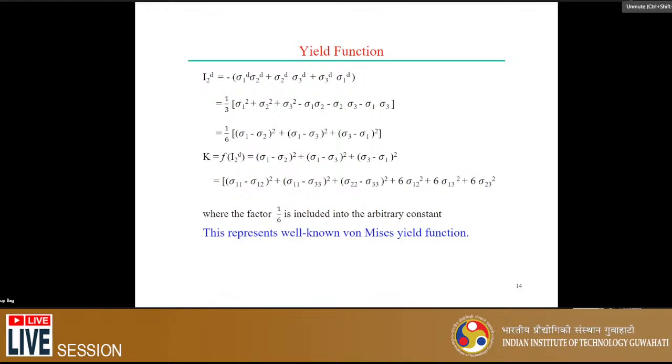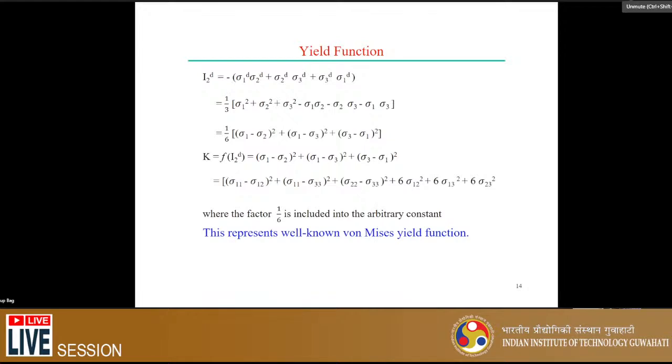Here, when we discuss how the von Mises yield function is derived, with several assumptions and different conditions, we find that the yield surface is a function of only the second stress invariant of the deviatoric stress.